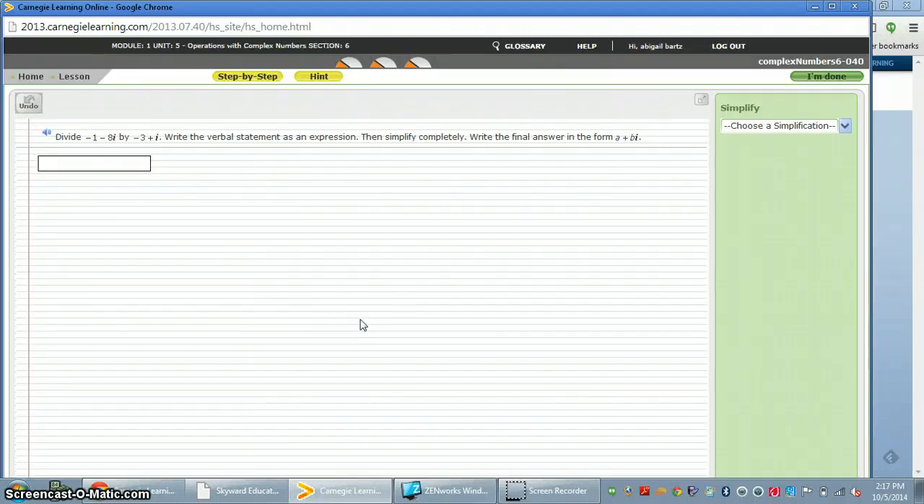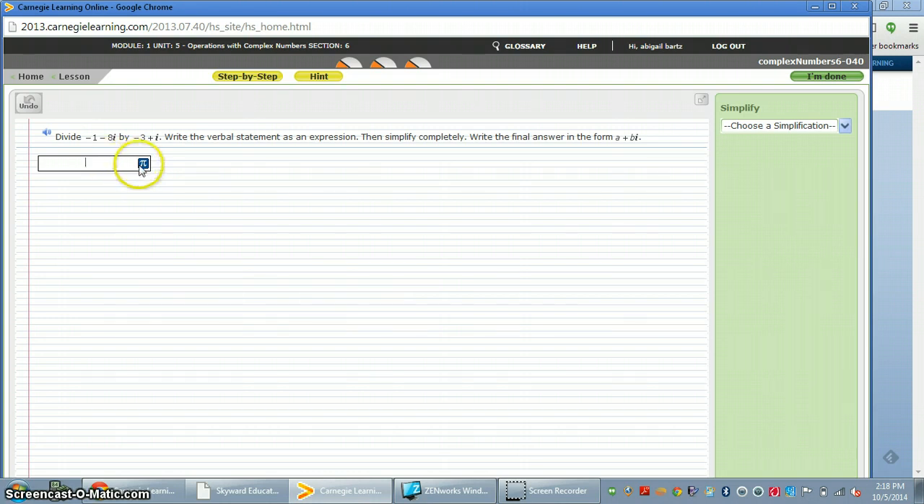Hi, this is just a brief tutorial about how to work through Unit 5, Section 6 of Module 1. So the first thing you do again is read the statement out loud. Divide the negative 1 minus 8i by negative 3 plus i, and then again it says write the verbal statement as an expression, so you're just supposed to type that in. Then simplify completely and write your final answer in the form a plus bi.